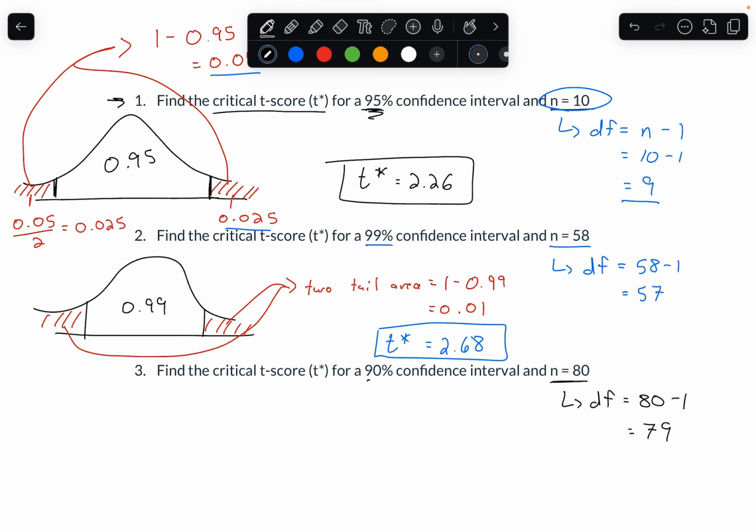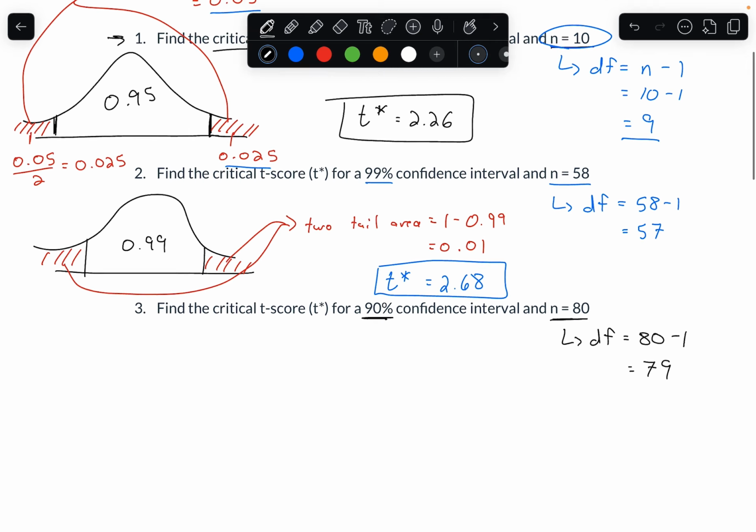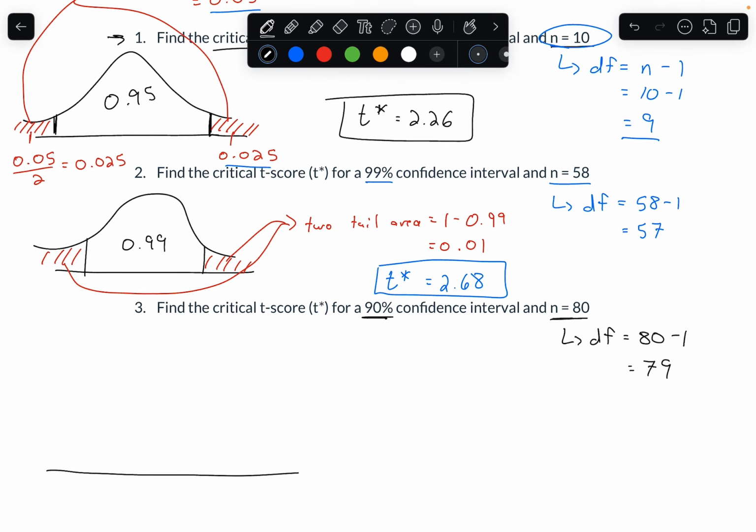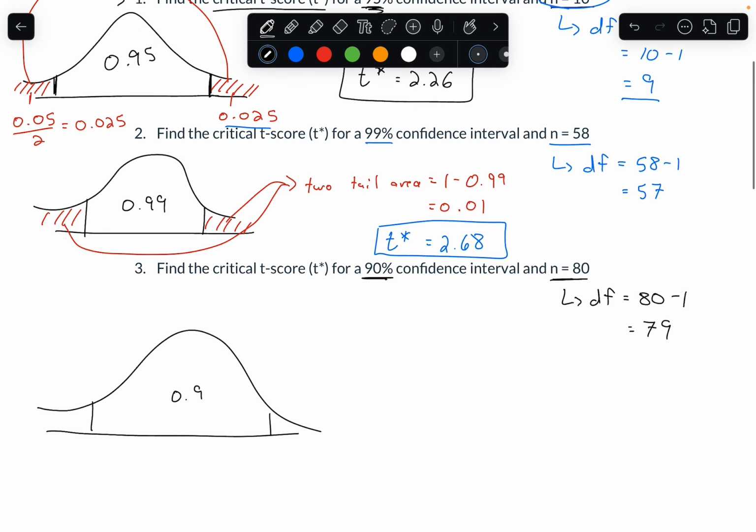So I have 79 degrees of freedom right here. The other thing I need to look at is my confidence level. We said we have a 90% confidence level. So I know that the area in the middle should be 0.9, which means that we're going to have a two-tail area. If I look at the area in both tails, it would be 1 minus 0.9 to get me 0.1. So the area in two tails is 0.1. My degrees of freedom are 79. We should be ready to go and answer this question.